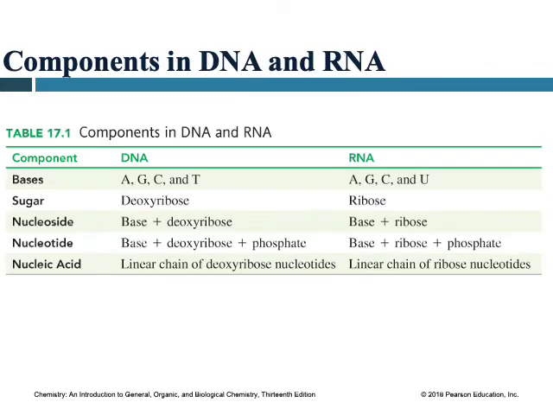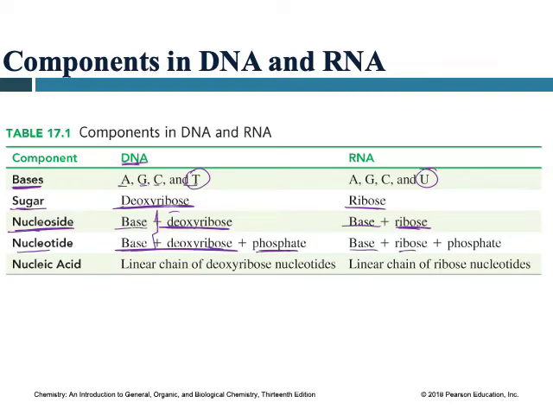Okay. So now let's talk about the components of DNA and RNA. Bases: we have 4 bases in DNA: A, G, C, T. Whereas in RNA, T gets replaced by uracil. Every other thing is the same. Sugar: we have deoxyribose in DNA, and ribose in RNA. Nucleoside: base plus deoxyribose. This is the sugar, right? If it's DNA, then it should be deoxyribose, the deoxy sugar. In RNA, we have ribose sugar. Nucleotide: in DNA we have phosphate attached to the base and deoxyribose. In RNA, we have base, ribose, and phosphate.